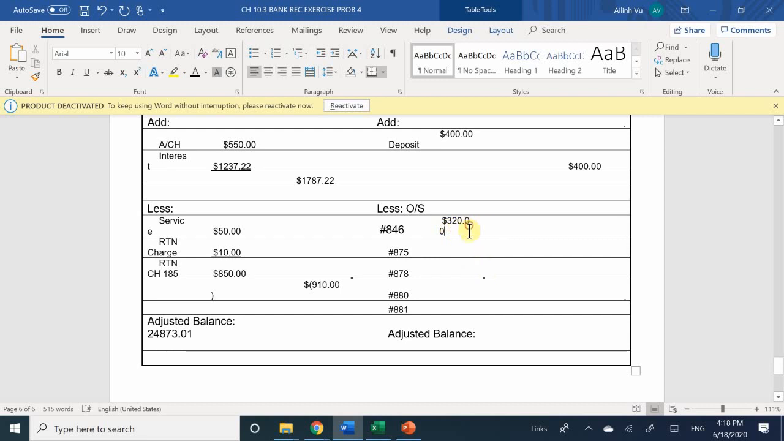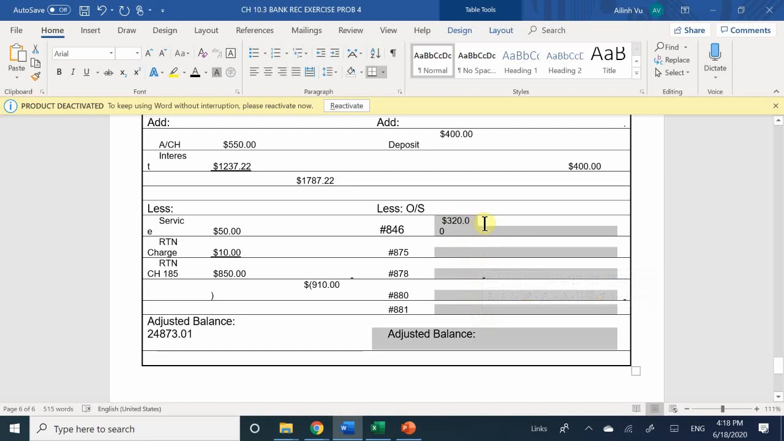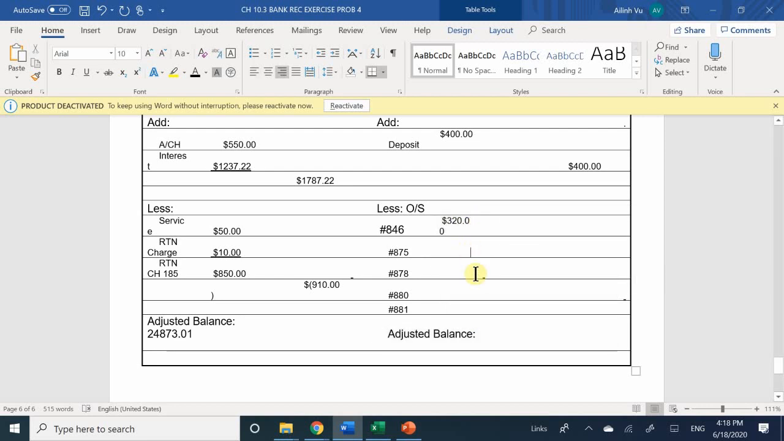I don't know why these are so messed up. Hold on. Let me try to adjust this, see if it will fix it. Okay, so anyways, I don't know what is wrong with this. There you go. Okay.